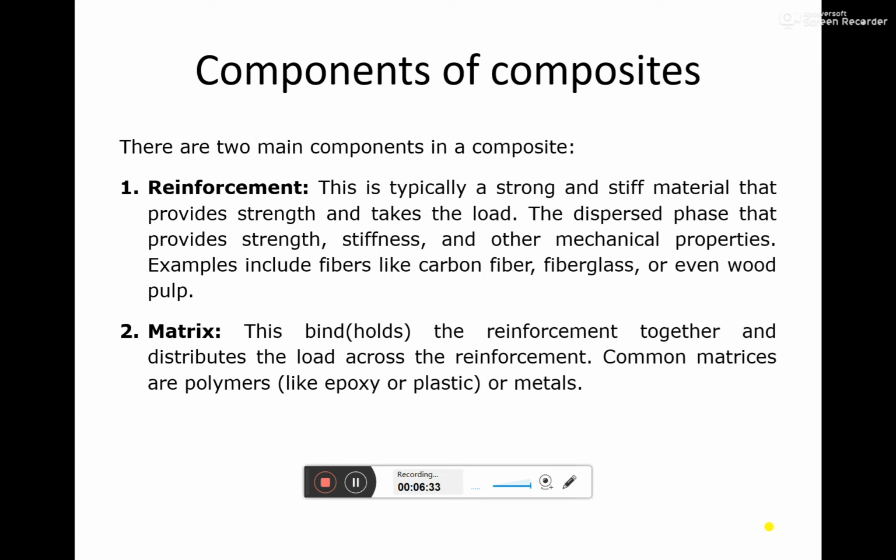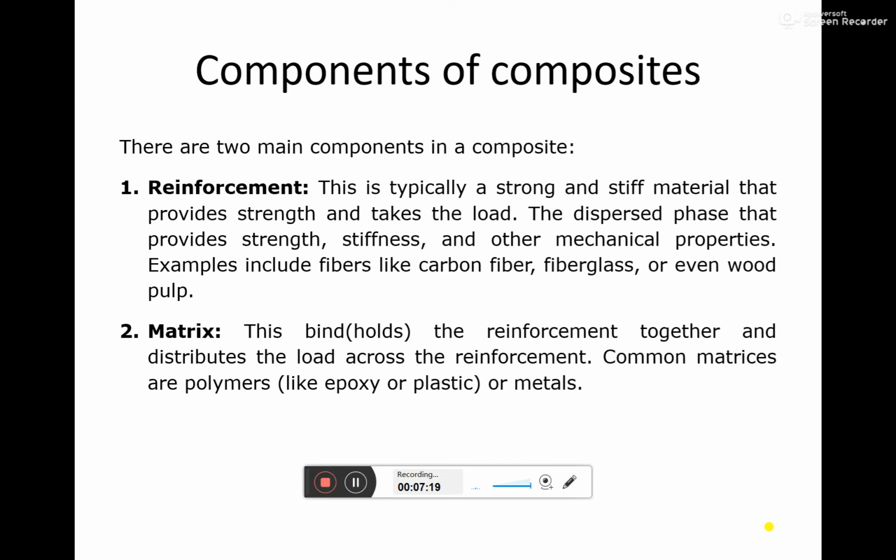So in such a way that the load is distributed evenly across the reinforcement. For that purpose, we are going to use the matrix. This matrix material holds the reinforcement together. They have to bond and take one shape, and for that purpose we have to use the matrix. During the application, whenever the load is distributed across the reinforcement, the matrix makes the even distribution, or other different possibilities.